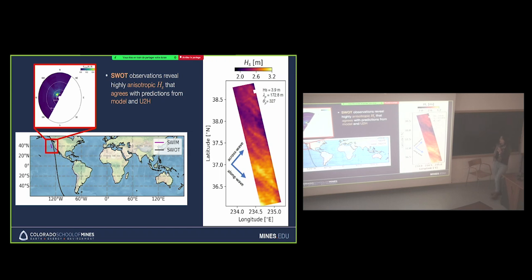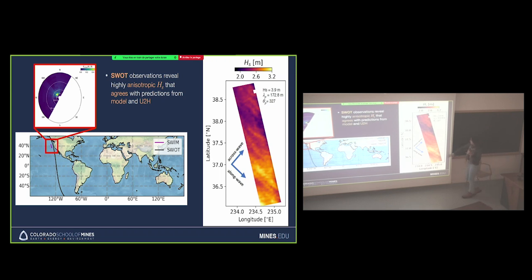So I'm showing you an example of SWOT significant wave height. Again, this is data from Alejandro that was taken at that particular location. The purple line shows the direction spectra from CFOSAT, from SWIM, on a day where we had a swell. Waves were about 200 meters wavelength. Significant wave height was close to 4 meters. And the waves are coming from the northwest.